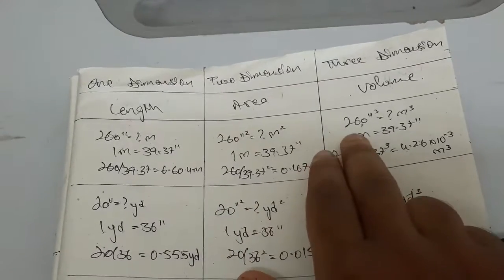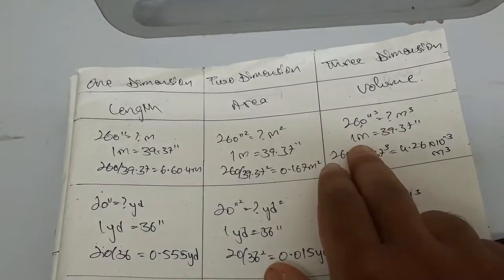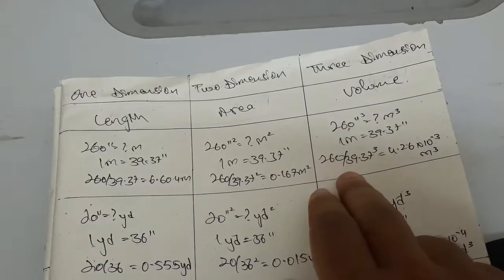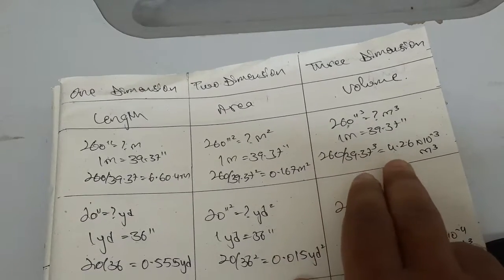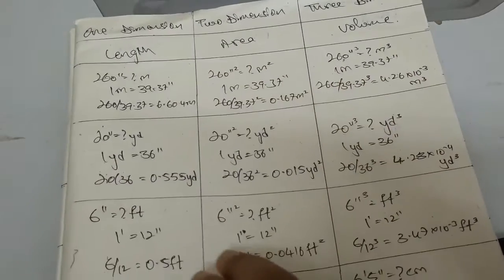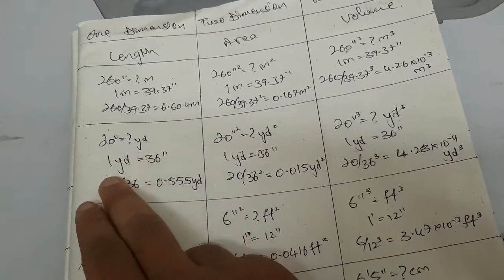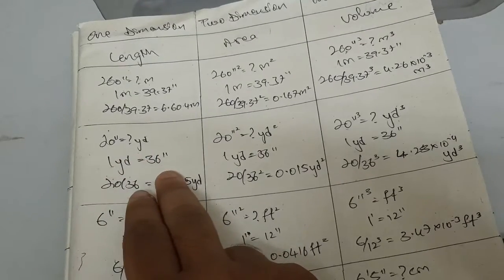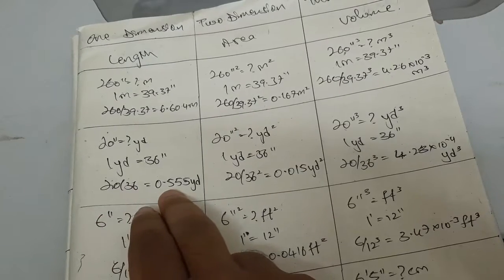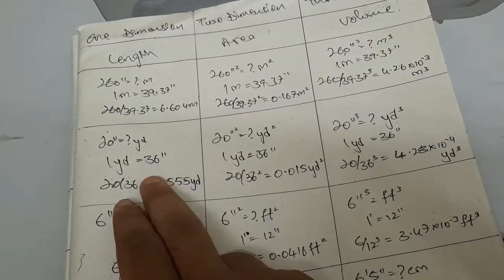Coming to our third dimension, we have 260 inch cube is equal to how many meter cube? Since 1 meter is equal to 39.37 inches, 260 divided by 39.37 cube gives us 4.26 into 10 to the power of minus 3 meter cube. Coming to our next problem, we have 20 inches is equal to how many yards? Since 1 yard is equal to 36 inches, we divide 20 by 36, which gives us 0.555 yards. Again, since we are going from smaller to bigger, we need to divide.